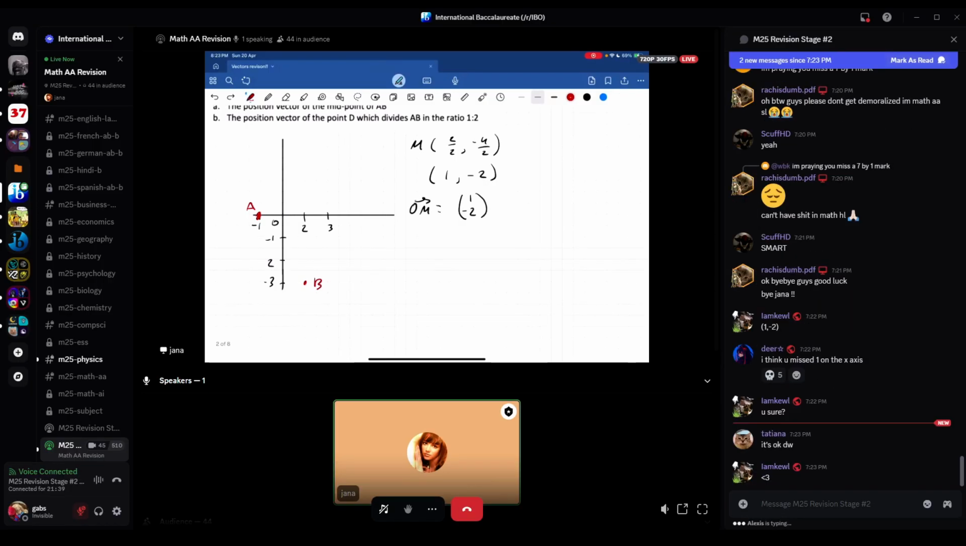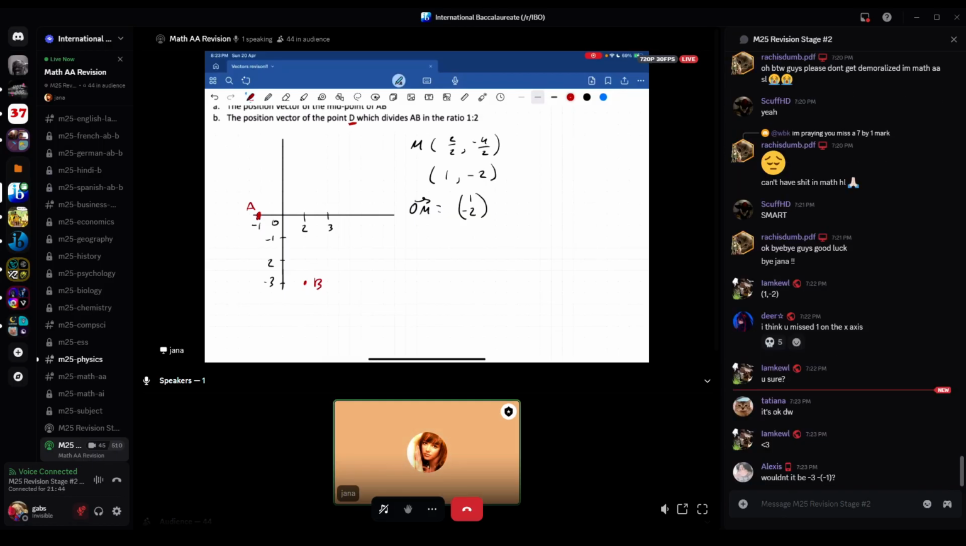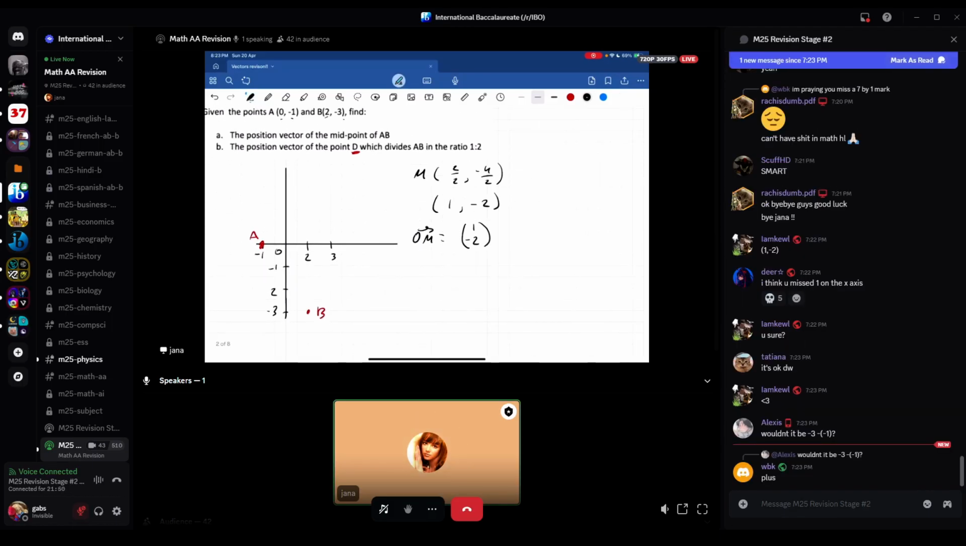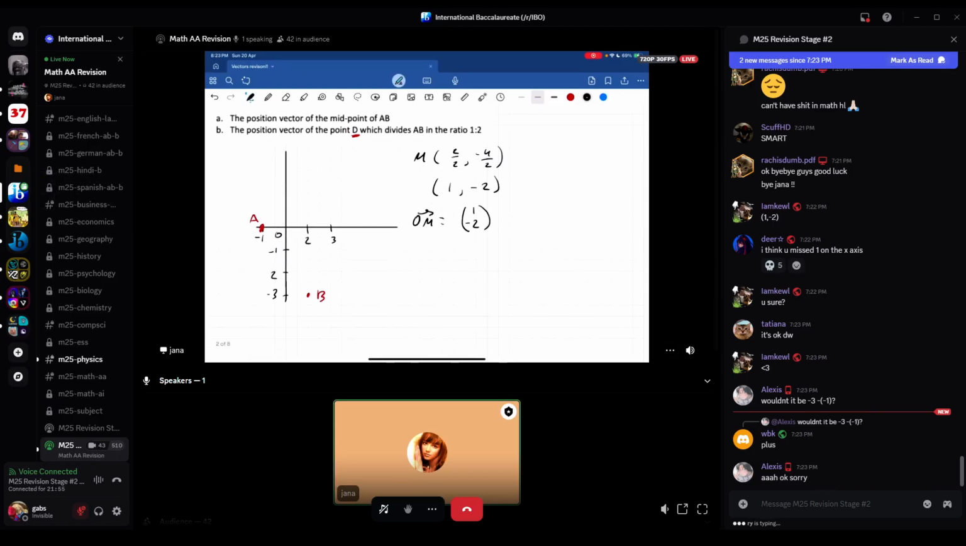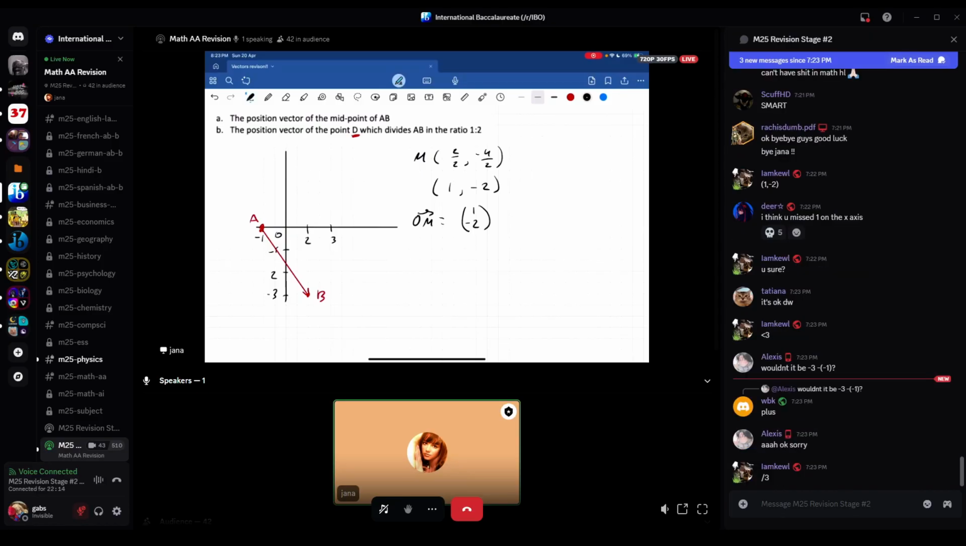Anyway, now we want to find the position vector of this point called D, which divides AB. And, well, no, it's not 3 minus 1. We're finding the midpoint, so you add them together, then divide by 2. Right. So we're trying to find point D, which divides AB in the ratio of 1 to 2. So what does that mean? That basically means that we're trying to find a point that divides this ratio where this is as big as 2 of these, right?